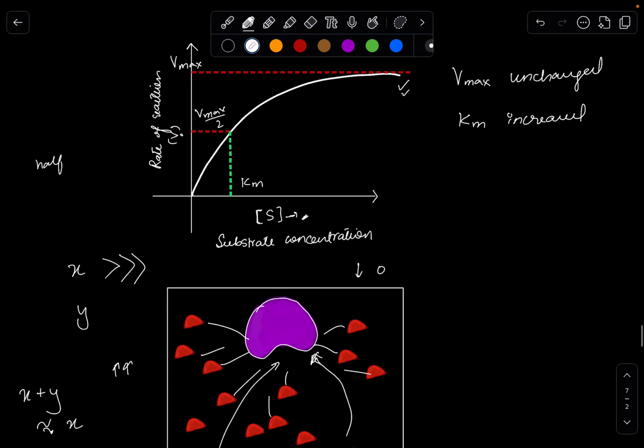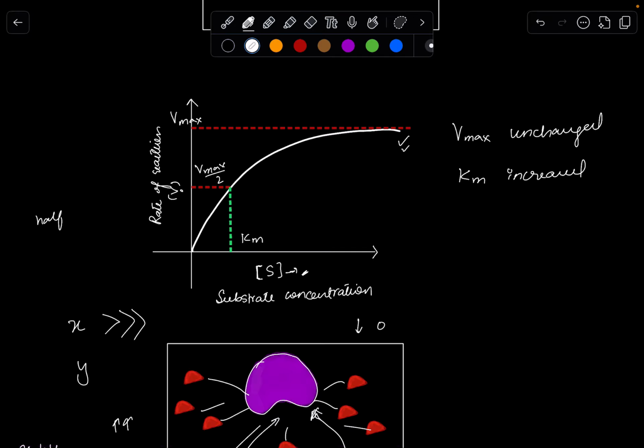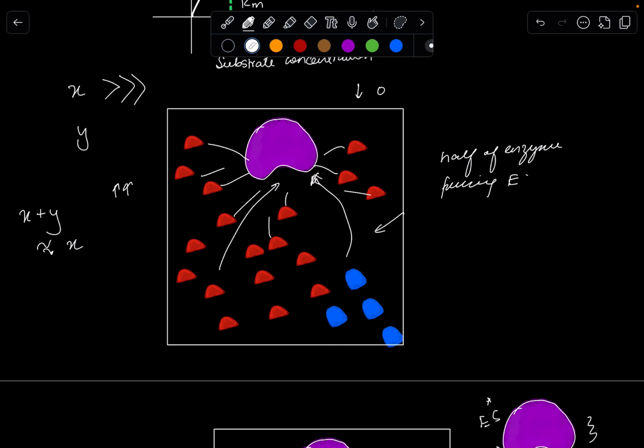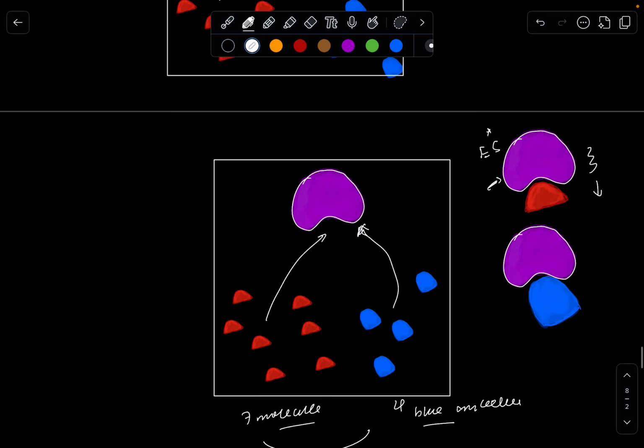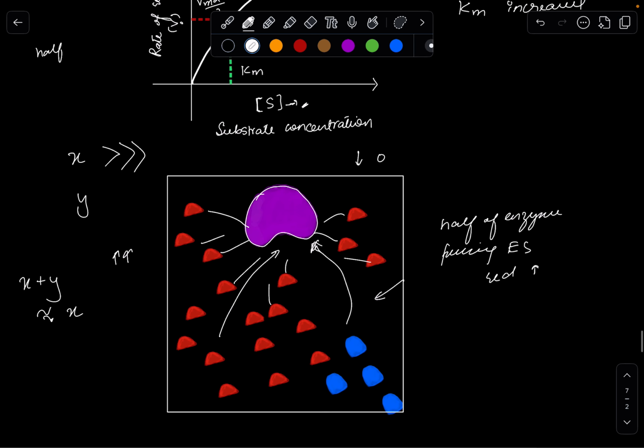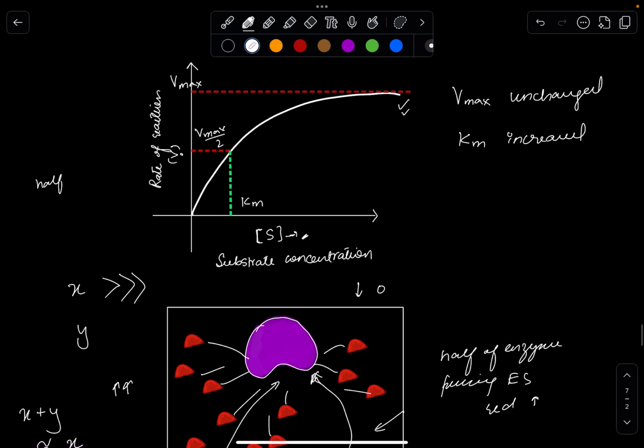So the Km will be increased because at a higher substrate concentration, the likelihood of half of the enzymes forming ES complex with the red is what? So at a higher concentration, it's higher, right? At similar concentration to the blue, it's not going to be that high. So it will take more substrate to get to that desired conclusion, which is that half of the active sites are occupied.